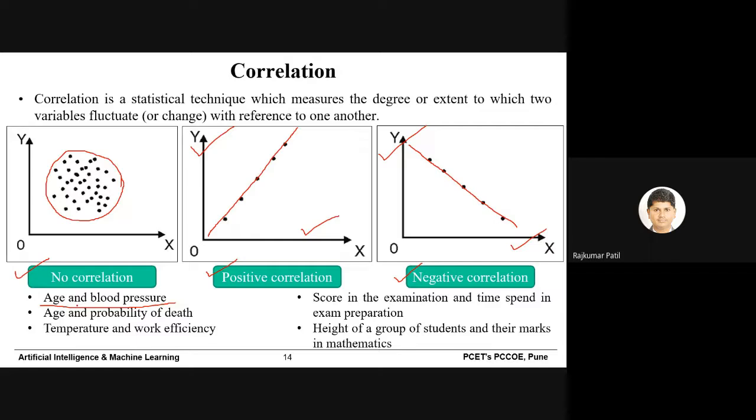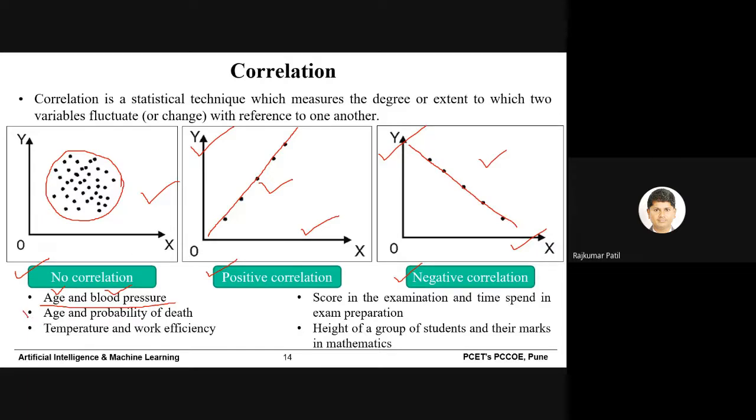So if we collect the data of people related to age and their corresponding blood pressure, then you may get a variety of curves, and those curves can be compared with these curves, and you will come to know what type of correlation is there.